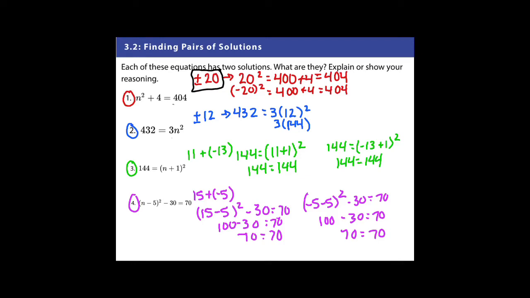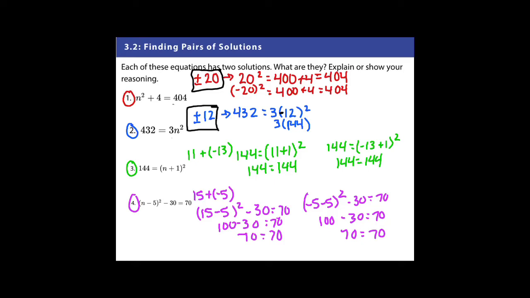Number 2, 432 equals 3n squared. This is in blue. So if we do 3 times 12 squared, we get 3 times 144, which gives us 432. And the same goes for if you put a negative in there, it's still going to give you 144, so the answer is plus or minus 12.